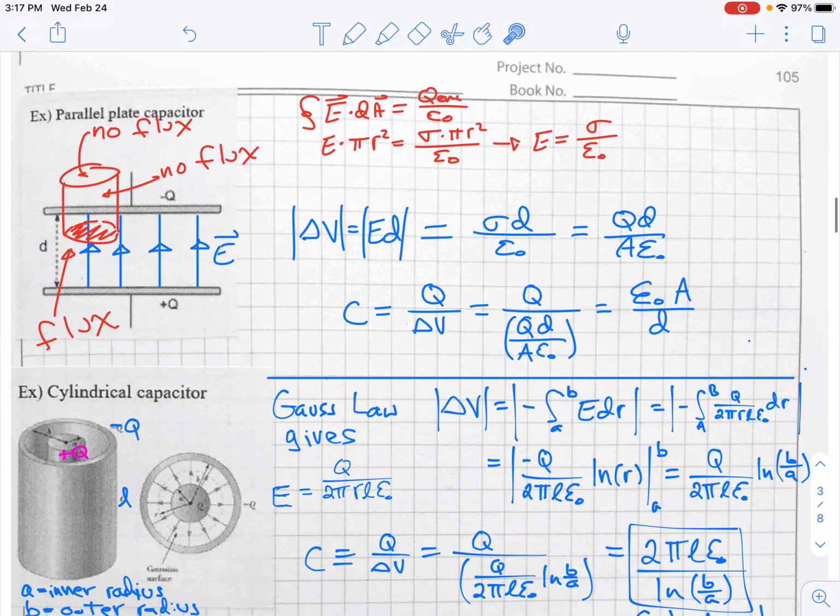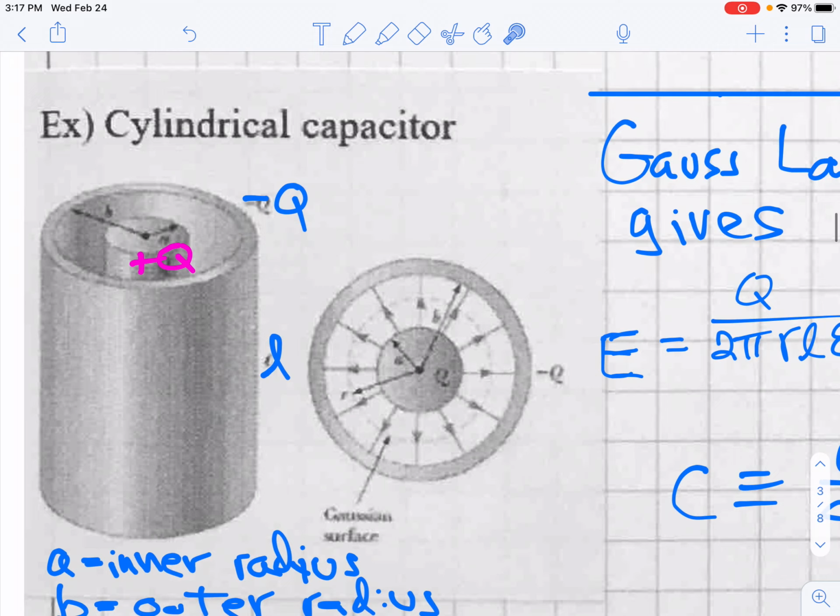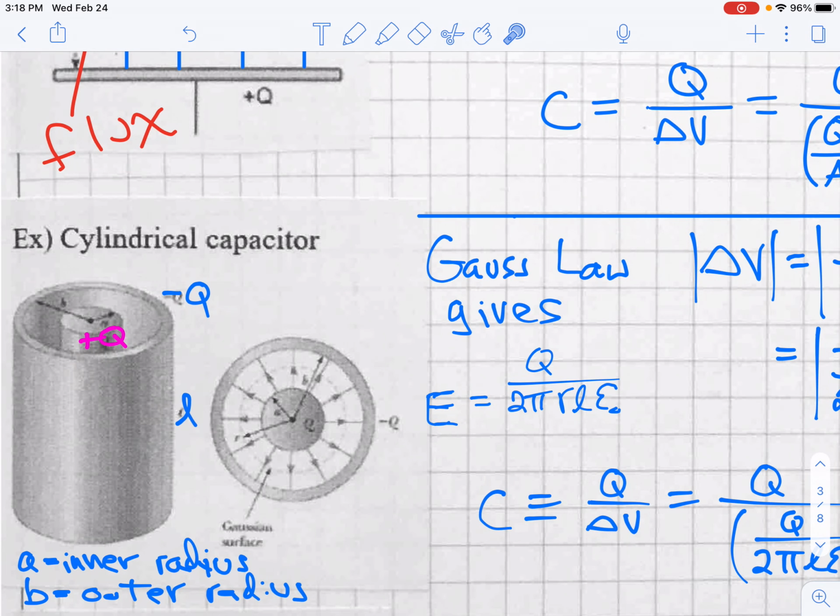For a cylindrical capacitor, now if you can't read your printout, this was the height of the capacitor, L. We had charge negative Q on the outside, charge positive Q on the inside. The inner radius is A, and to the inside of this outer shell is B. And I'm not going to go through it, but Gauss's law gives Q over 2 pi R L epsilon naught for the electric field in this empty region here.